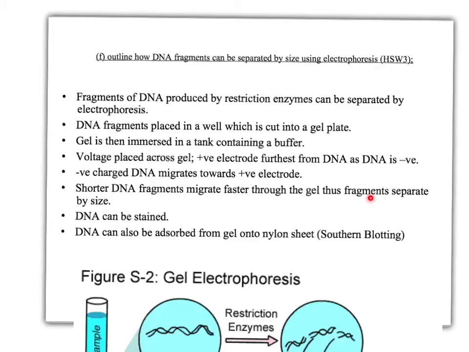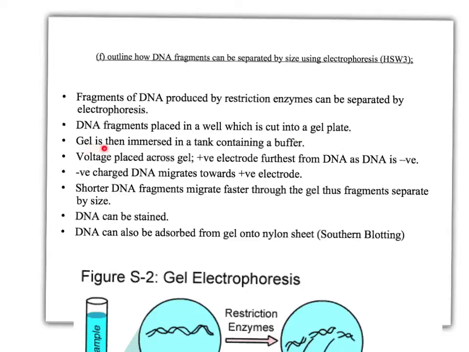And that involves placing our DNA fragments into a little well, or a little depression, in a piece of gel, gel made of a substance called agarose. So we cut a little well into a piece of agarose gel.